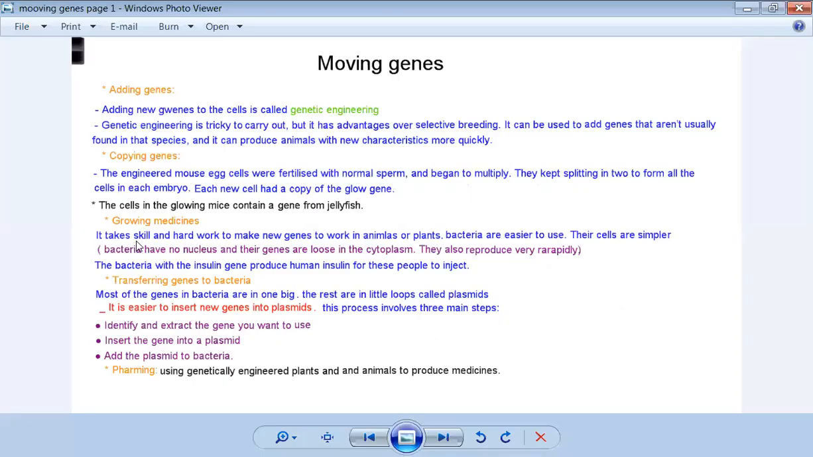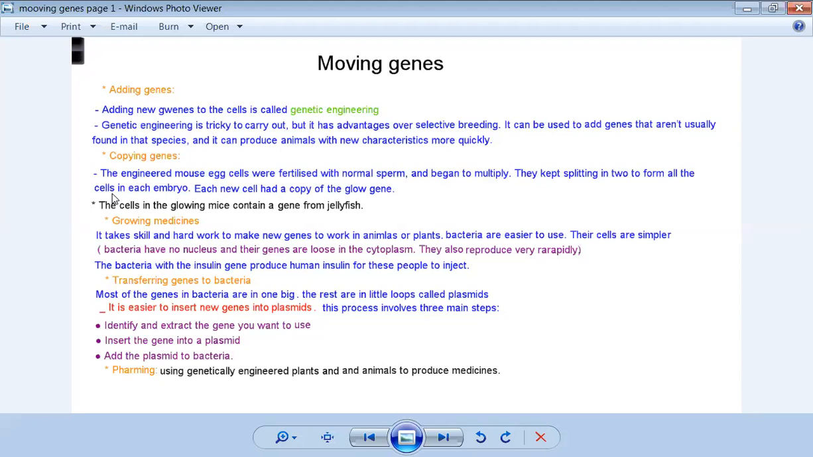So the engineered mouse's egg cell was fertilized with the normal sperm, then it began to multiply. When it keeps splitting, all the cells will have a copy of the new gene. The cells in the glowing mice contain a gene from a jellyfish. The jellyfish body has the glowing gene. So when they injected this, the mouse started to glow because it has this gene.